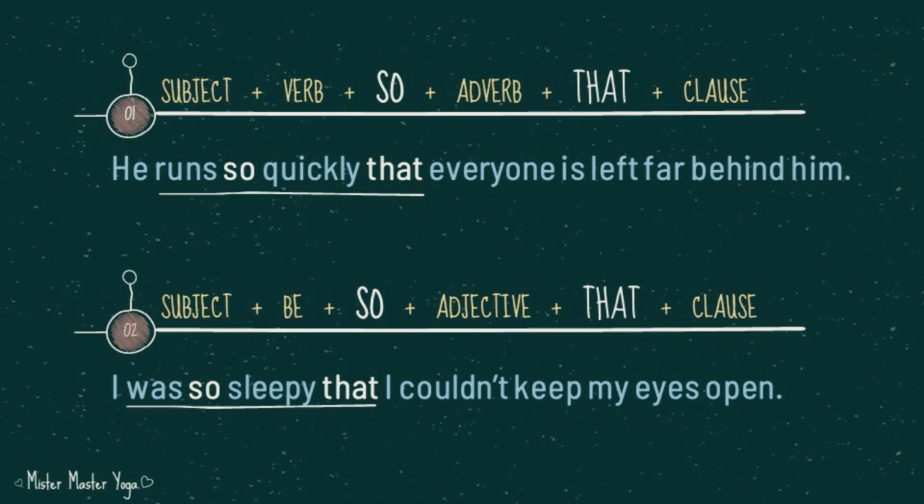Next sentence. I was so sleepy that I couldn't keep my eyes open. I was so sleepy. I, subject, plus to be, was, plus so, plus sleepy, an adjective. That I couldn't keep my eyes open. So that's the effect. Because I was so sleepy, I couldn't keep my eyes open. Okay? So that's so that.